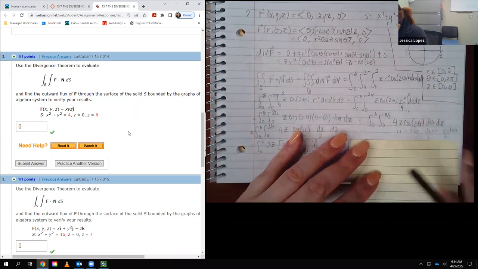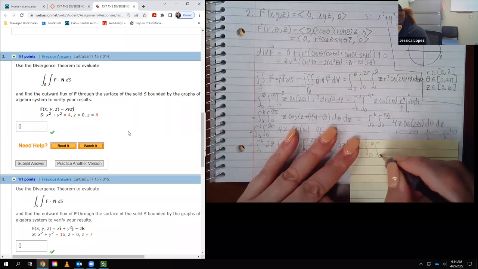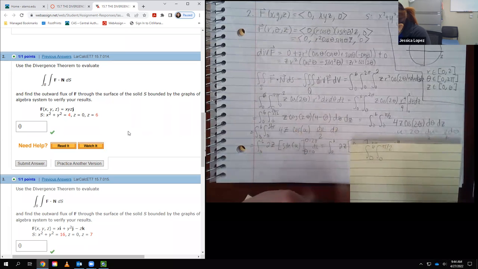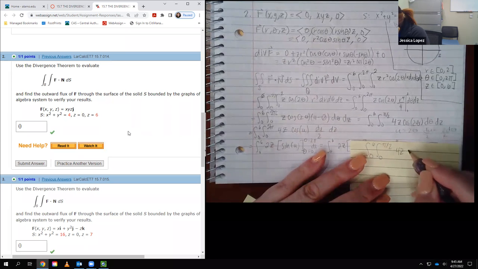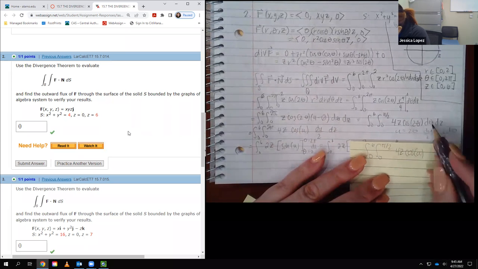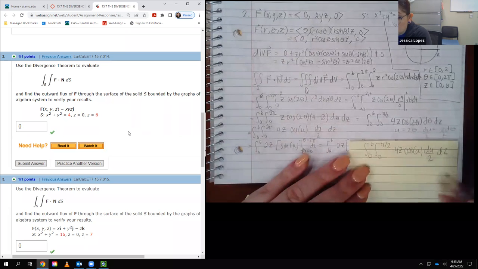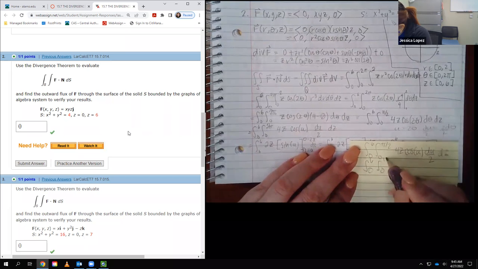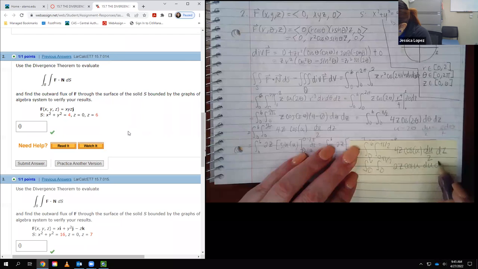So when I convert this, it will become 0 to 6, 0 to pi over 2. Then this would be 4z cosine of u, and then du would be du over 2, and then dz, okay? Then if I simplify that a little bit, we get 0 to 6, 0 to pi over 2. If I divide the 4 by 2, I get 2z cosine of u, du, dz.